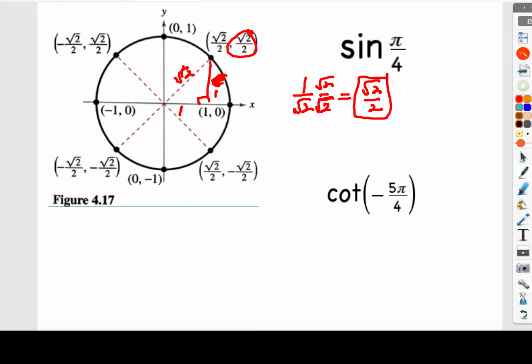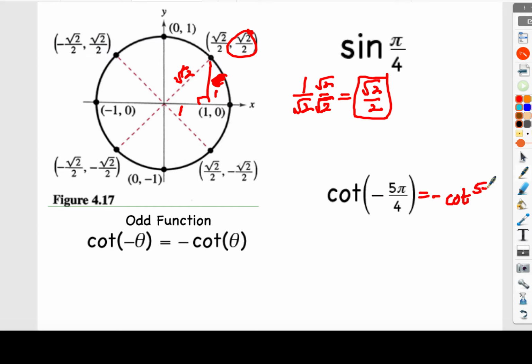The cotangent at negative 5 pi over 4. Now remember, tangent I said was an odd function. So the cotangent is also an odd function, right? The reciprocal wouldn't change that sign around. So you can actually find the negative cotangent of 5 pi over 4 if you'd prefer. And remember that 5 pi over 4 is down here.